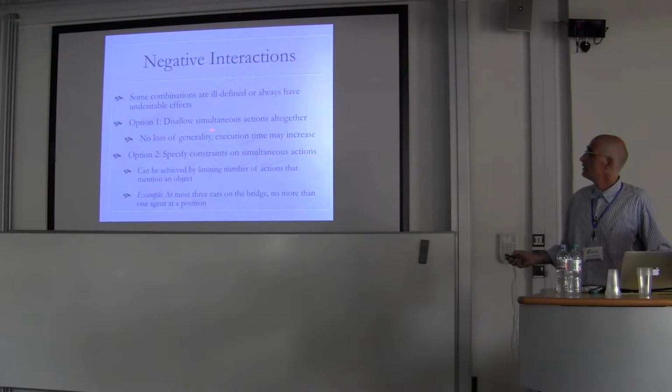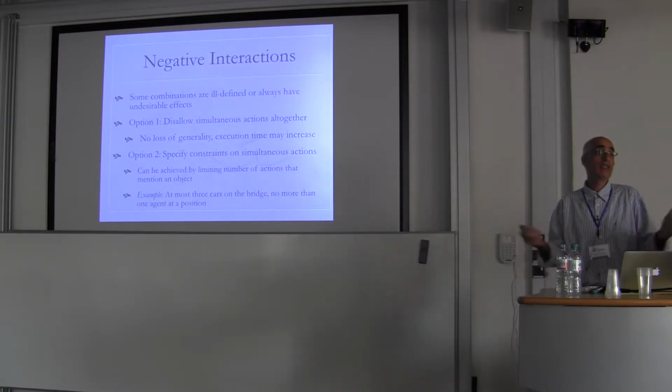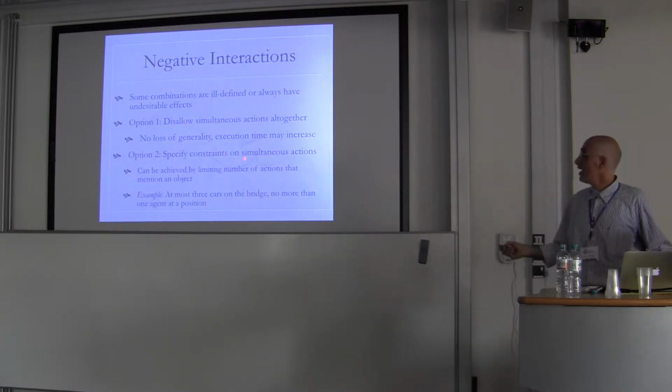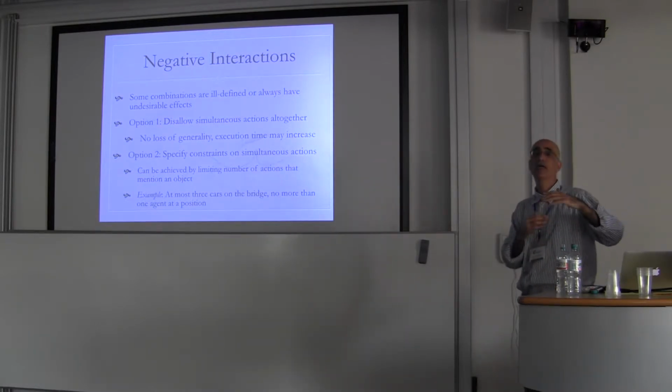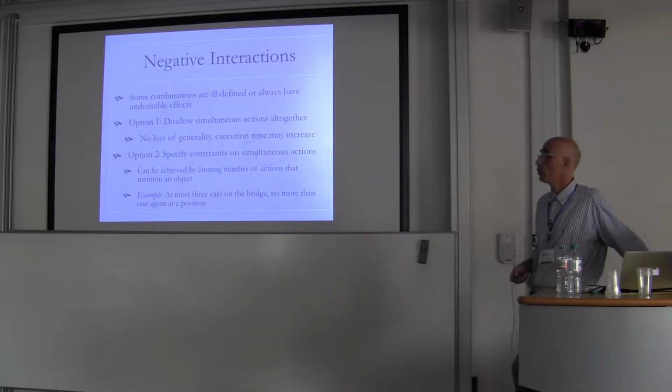So, very simply, we can disallow one very simple option. Since the interactions are only negative, there are no positive interactions. We can simply disallow simultaneous actions and we're done. Okay? The problem with that is that there's no loss of generality. Everything you can solve with simultaneous actions you can solve without them in this case. But you obviously pay the price of not being able to run things concurrently and maybe finish the plan more quickly. The other option is to specify constraints on simultaneous action.